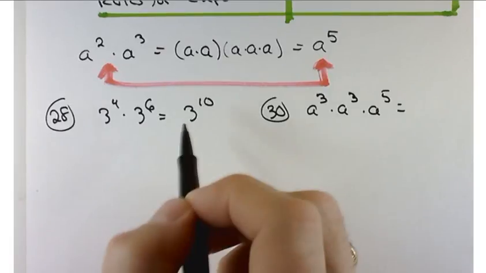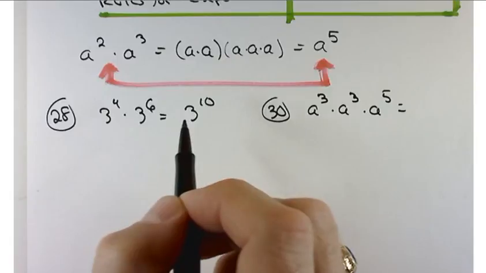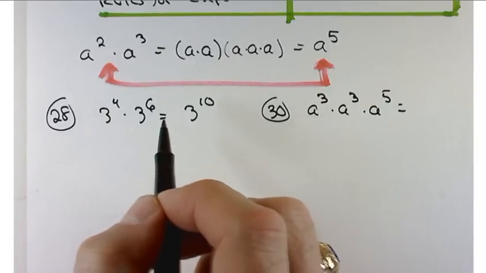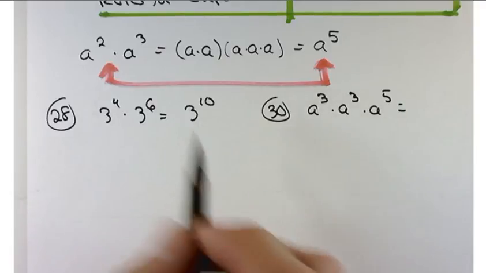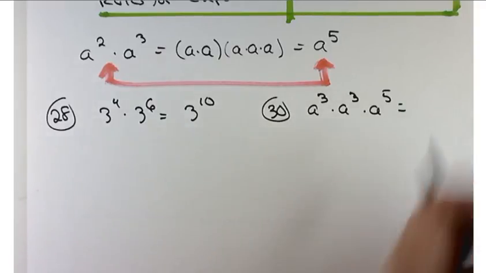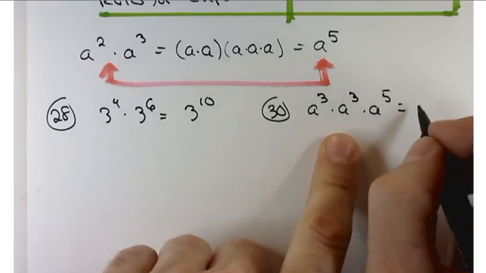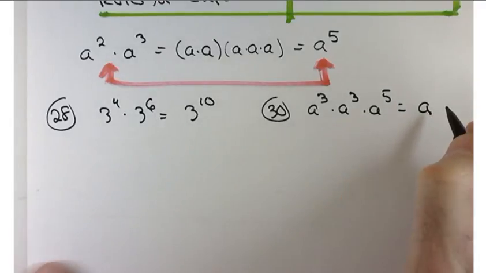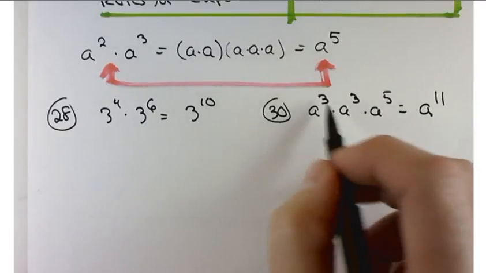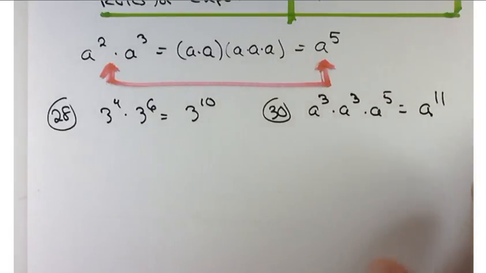If you end up with a 2 or 3 digit number, I probably want that, but beyond that, I really don't want big numbers. I want to see that you know your rules for exponents. Cool. Autumn, let's move up to problem number 30. Good. 3 plus 3 plus 5 is a to the 11th power.